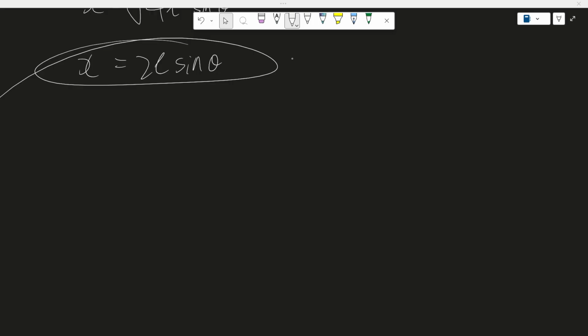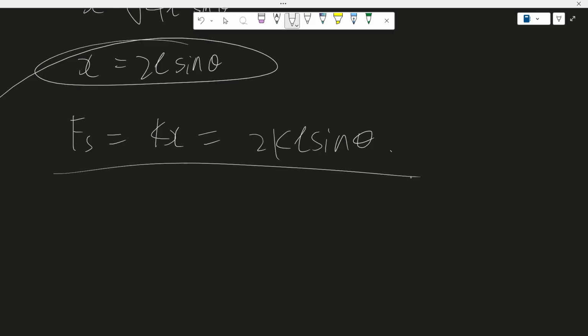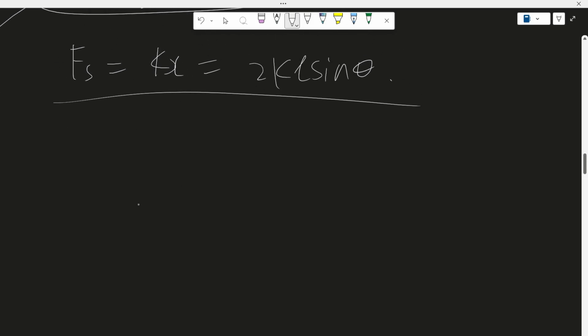Next, we can write out the spring force. So the spring force is basically Fs equals kx, which is 2kL sine theta. And so that is our spring force. Next, we're trying to find the component of the spring force along the rail. So that is what we're trying to do.